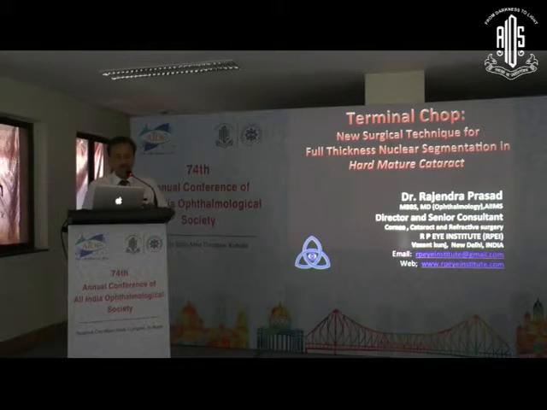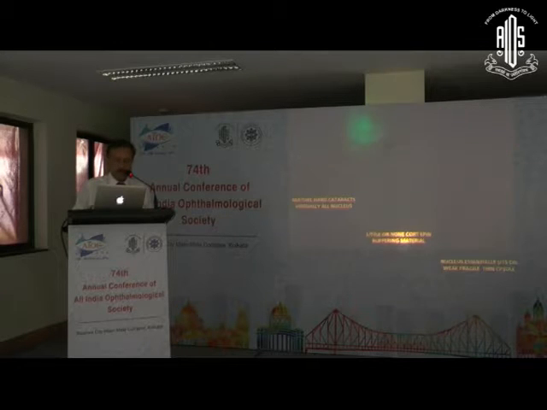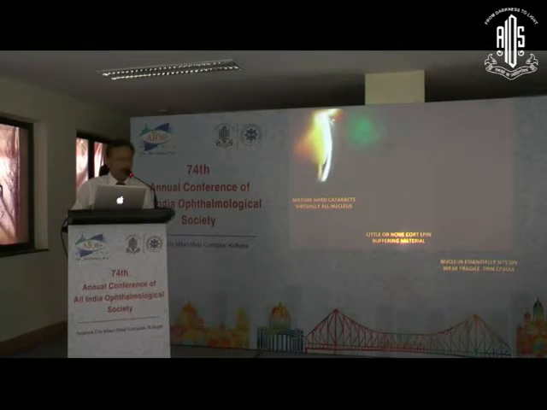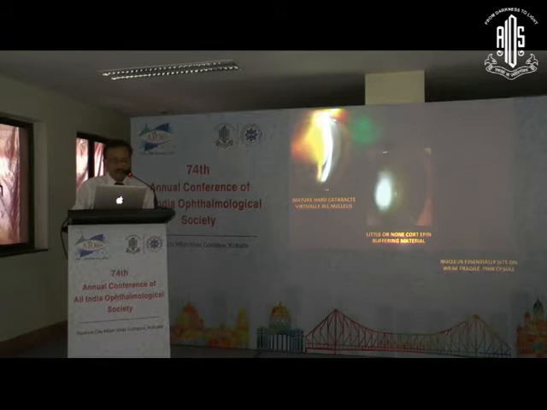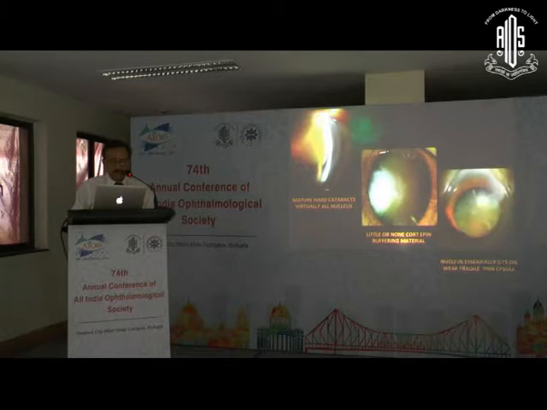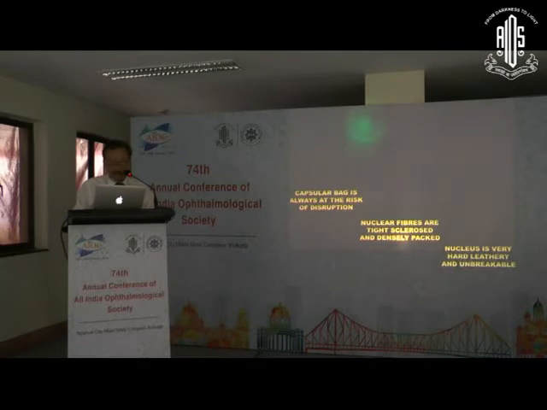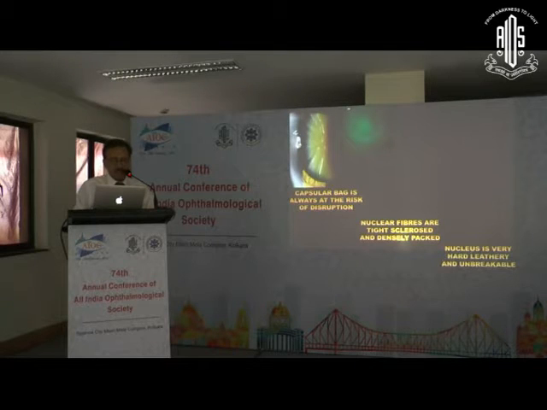So I'll be just talking about the new technique which is called the terminal chop. This is the technique to achieve full thickness nuclear segmentation in hard mature cataract. We all have been coming across the hard cataracts, which are really all nucleus with very little epinuclear and cortical buffering material behind. So you have a nucleus which is fibrous, sclerosed and very hard, and a very thin and very weak posterior capsule. So you always have a risk of getting posterior capsular disruption.